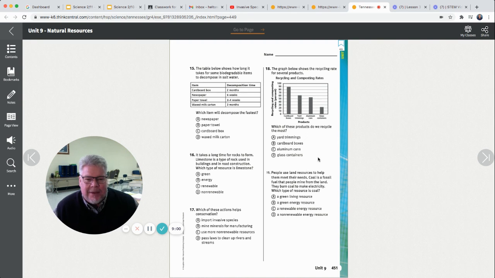And then 19, people use land resources to help them meet their needs. Coal is a fossil fuel that people mine from the land. They burn coal to make electricity. Which type of resource is coal? Now that's a fossil fuel that forms over a long time, so it's a non-renewable energy source because it would take a long time to replace it.